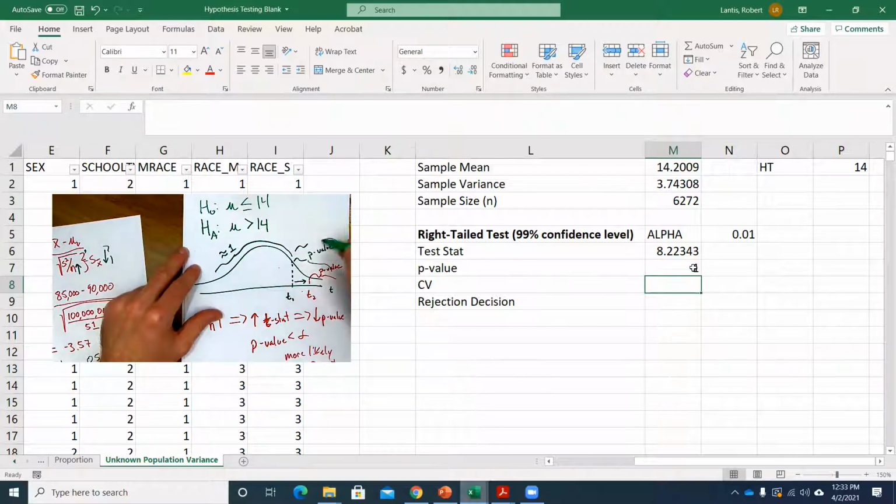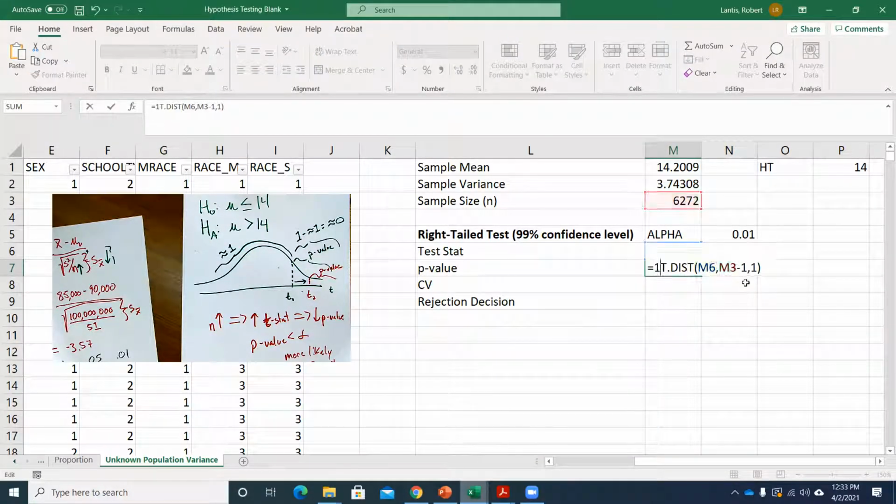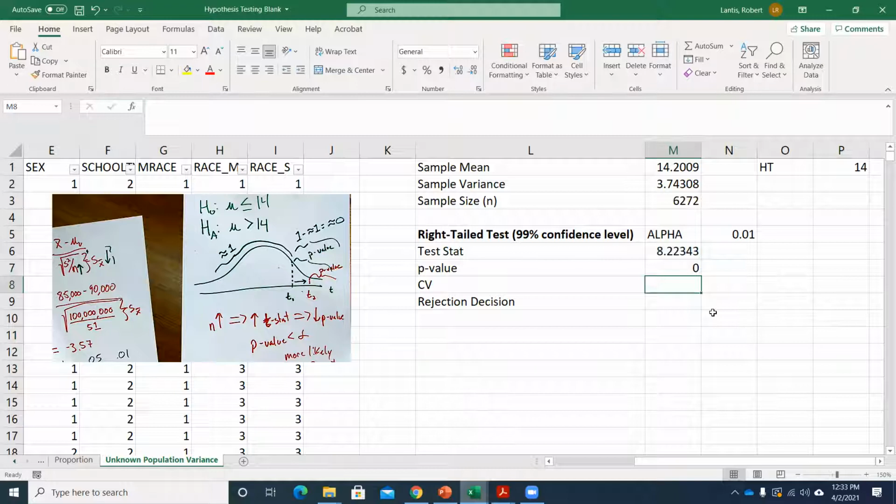So what would the area to the right of it be? Well, 1 minus approximately 1 would be approximately 0. So what I need to do here to get the area on the right side of the distribution, or to the right of the test statistic for this right-tailed test, is 1 minus. So you know that test statistic of 8 is pretty large, right? So the area to the right of it really should be pretty close to 0, which is what we find.